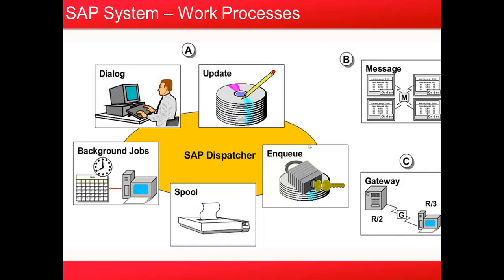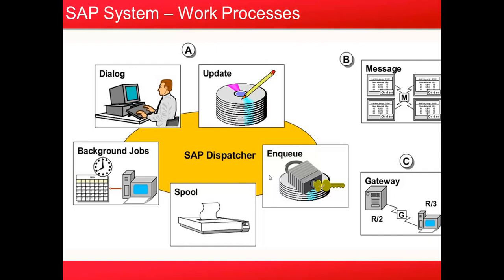Then this is your NQ work process. This process ensures that updates are serialized with the help of the lock table. Say, for example, if someone wants to update the same record in the database, it will not allow it to be updated at the same time. It will establish a lock so that when one user is updating, the other will not be able to update it. So that is an NQ work process.